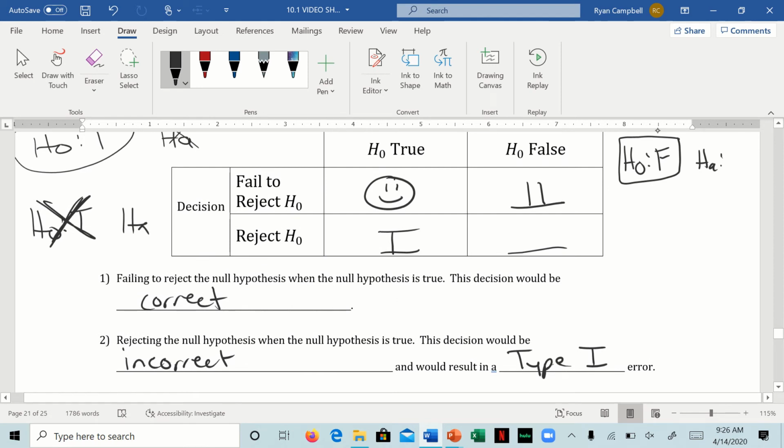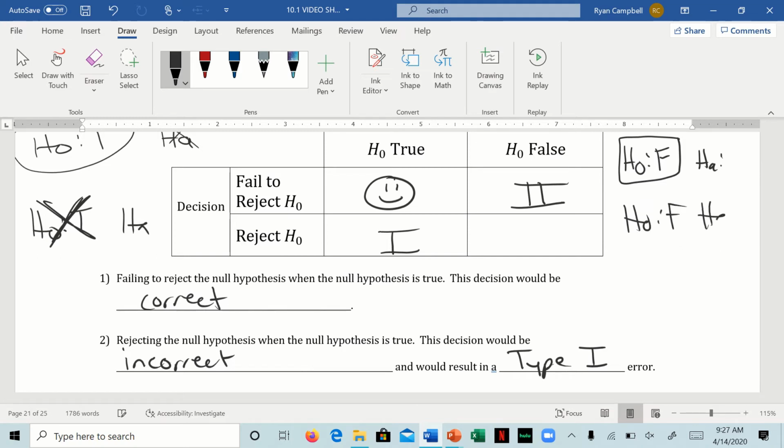And then lastly, if we reject the null hypothesis and the null hypothesis is false. So the null hypothesis is false and we reject it. That's good. We did the correct thing.